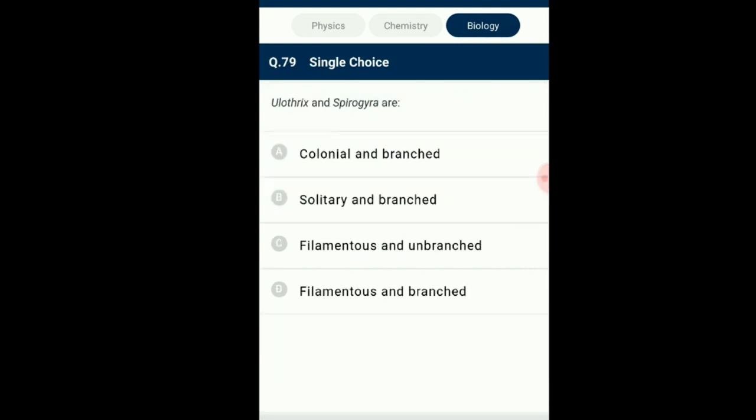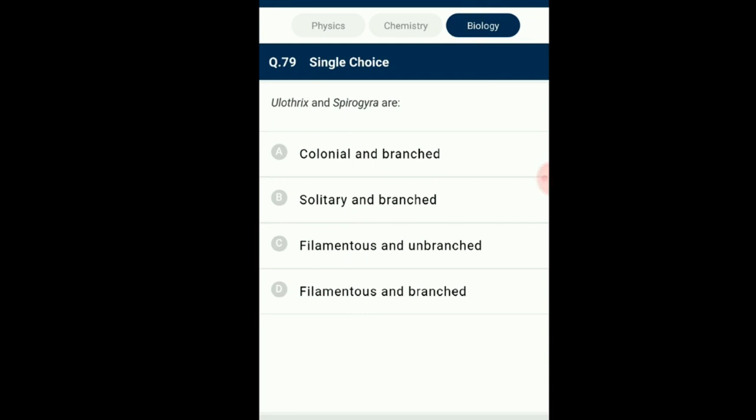Question number 79. Ulothrix and Spirogyra are... Ulothrix and Spirogyra belong to the class Chlorophyceae, commonly called green algae. Ulothrix, found in freshwater and marine water, is generally attached to the bed of the water bodies. The cells are very long and broad and favor low temperature for growth. They attach themselves to the bed by a modified holdfast cell. Spirogyra, on the other hand, is free living and forms mats floating on the surface of the water bodies.